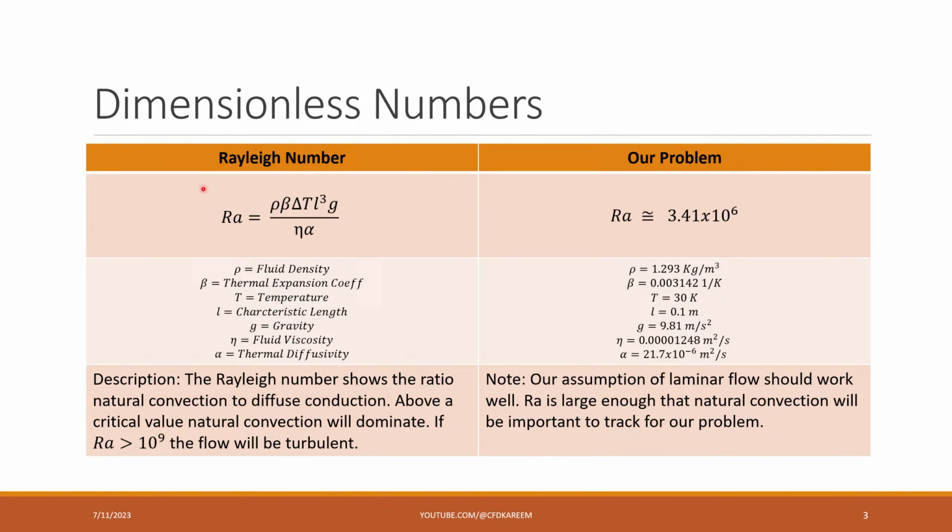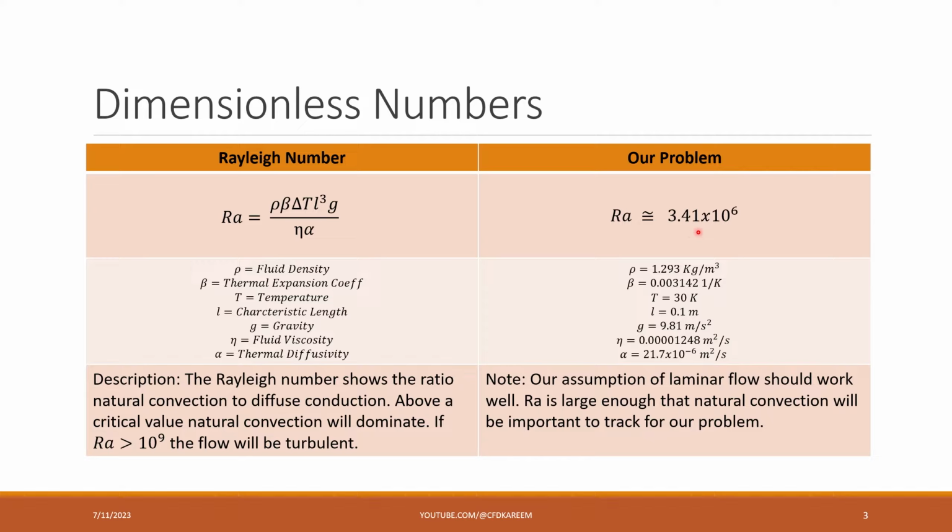So the Rayleigh number looks like this. It's pretty simple. We can go through it quickly. The Rayleigh number states that the density times beta, or the thermal expansion coefficient, times the delta T, or the change in temperature, times a characteristic length cubed, times gravity, all divided by viscosity times thermal diffusivity of our fluid. If we solve that for our problem today, we have these values, as you can see here, for air at STP. And if we plug in all of our numbers, we get a Rayleigh value of about 3.41 times 10 to the 6th.